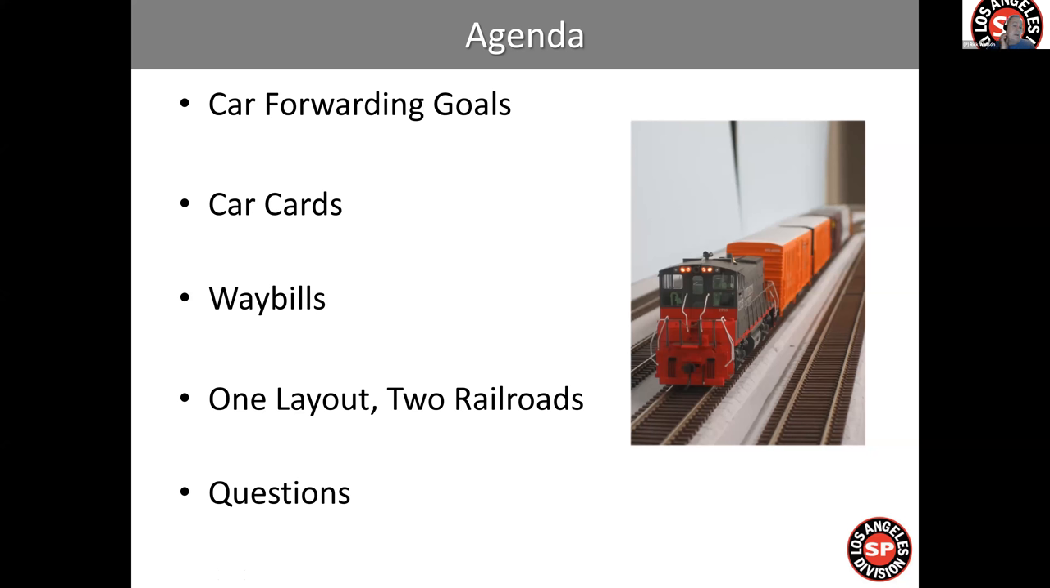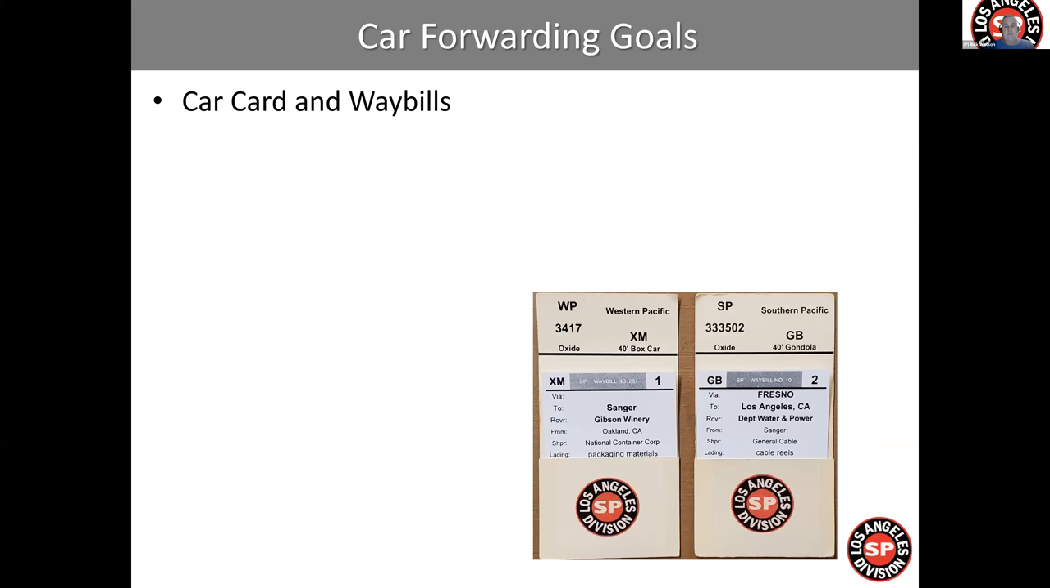So what I want to talk about are the goals of my car forwarding system, at least how I needed it for my railroad, go into the car cards, the waybills, and then one layout with two railroads, how I dealt with that, and then we can open it up for any questions. So car cards and waybills. This essentially looks like what I'm using, and I'll take you through the steps that got me there.